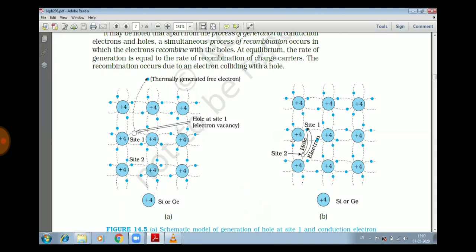Now you could see in the figure what is happening. From the neighboring atom, an electron would jump from site 2 to site 1. Why is it happening? Very simple, children. In order to make a stable atom, an electron comes from the neighboring atom. So what is happening? From site 2 to site 1, the electron jumps. Then where is the vacancy? The vacancy is now in site 2.